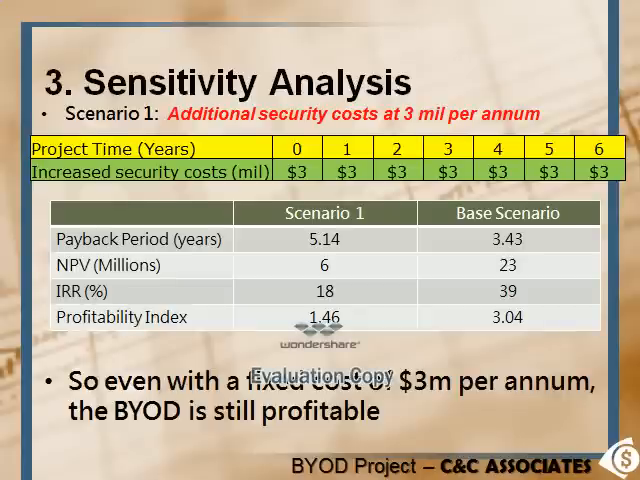Since security is always a major concern in BYOD projects, for scenario 1, we consider what if there is an additional security cost of $3 million per year. We can see here that the payback period has gone up to 5.14 years, and the NPV stands at 6 million, so still in positive territory. The internal rate of return becomes 18%, which is still quite attractive, and the profitability index is still above 1 at 1.46. So we can conclude that even with a fixed security cost of $3 million, BYOD is still profitable.